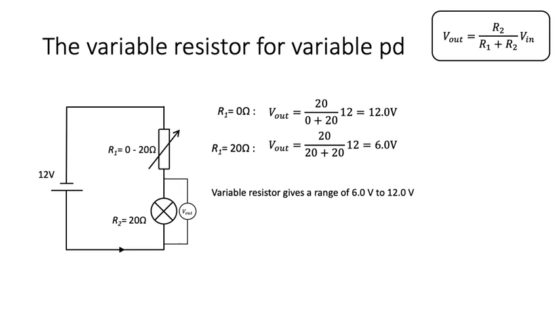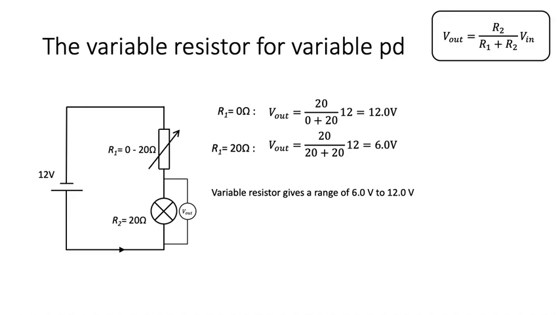One of the skills that's mentioned is comparison of a potential divider and the advantages over using a static resistor and a series resistor. Here we have an example. Suppose we want to control the potential difference across a lamp, because we want to control the brightness of the lamp. Suppose our lamp has a fixed resistance of 20 ohms and we have a variable resistor that can go from 0 to 20 ohms.